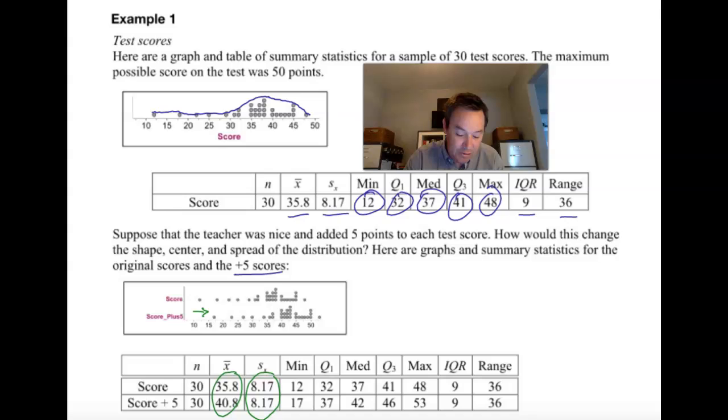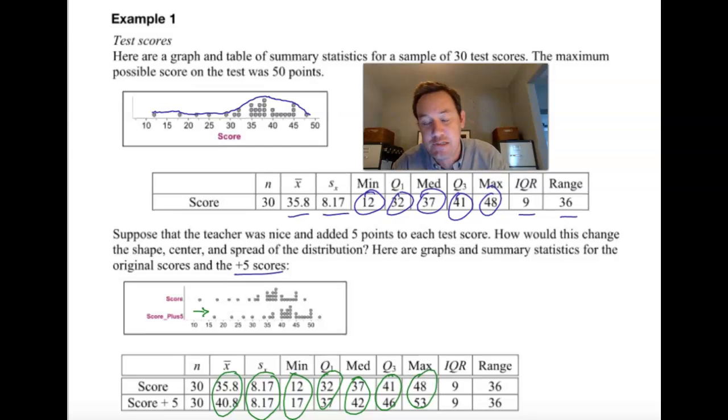Standard deviation, which is a measure of spread, remains the exact same, not impacted. Minimum increased 5 points, Q1 increased, median increased, Q3 increased, the max increased. Those are all measures of position. IQR stays the same, range stays the same. So when you're just adding a constant to a distribution, measures of position get that constant added or subtracted as well, whereas measures of spread do not change.